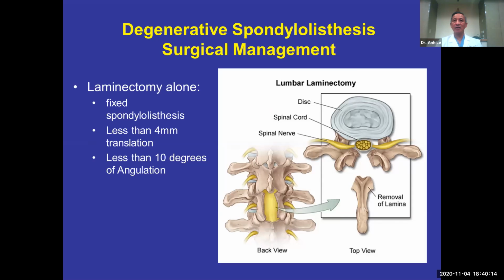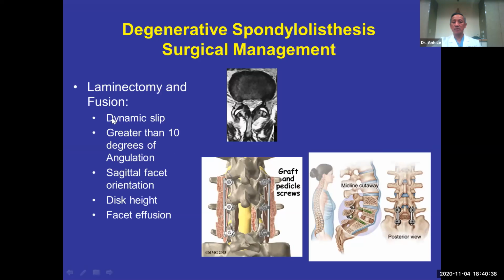If a person has a fixed spondylolisthesis or no spondylolisthesis, or if the translation on the flexion extension x-rays is less than 4 millimeters, then you can perform a simple laminectomy as we show here, basically removing the lamina and decompressing the central canal. If there is a dynamic slippage, greater than 10 degrees of angulation, or if you see fluid in the facet joint, then you know that they're heading for trouble.